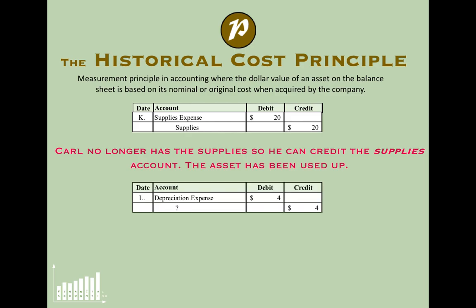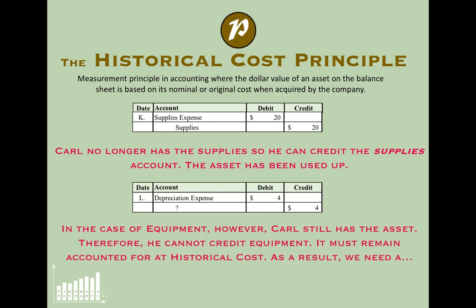Now, when we get to depreciation, we have a little bit of a problem here. In the case of the equipment, the canoe, right? However, Carl still has the canoe, right? He hasn't lost a portion of the canoe. He still has the canoe. Therefore, he cannot credit equipment. It must remain accounted for at its historical cost. So, we cannot credit equipment here like we did with the supplies. We need a contra asset account.